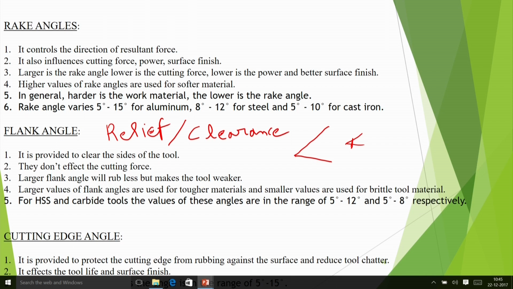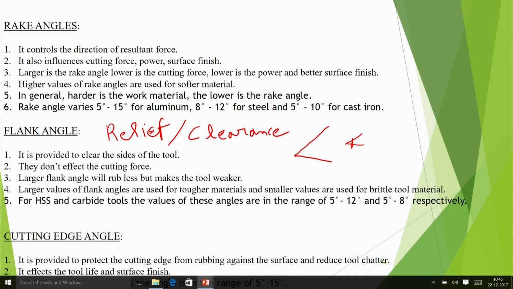They are tougher materials, they can absorb a lot of energy, and smaller values are used for brittle tool materials. If the tool is tougher, we can afford to give it a larger angle, even though it is a little bit weak, it doesn't matter because it can absorb shock. But if the tool material is brittle, like carbide tools, then you have to give a small amount of that angle.